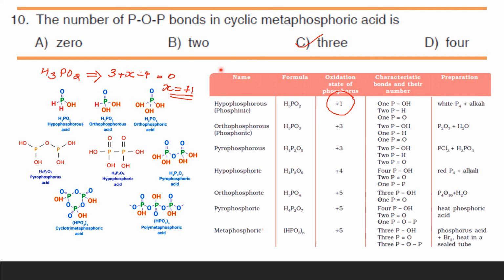Another question that can be asked from these oxophosphoric acids is about the basicity, that is the number of OH groups each structure has. For example, if you consider hypophosphorus acid, it has 1 OH, so the basicity is 1. For orthophosphorus acid, it is 2, and for orthophosphoric acid, it is 3. Similarly, you can consider the basicity of other acids as well. So this can also be a question from this part. So that's all for this question.